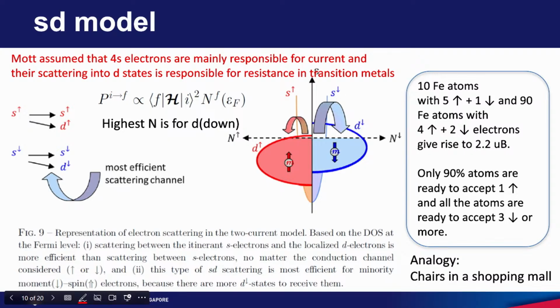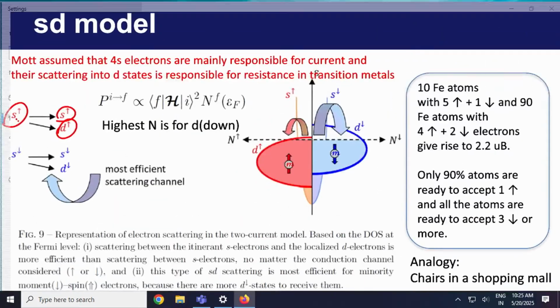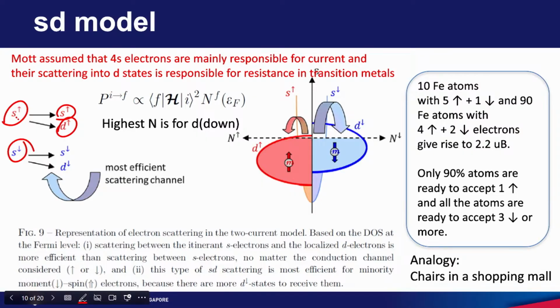That is one thing. Secondly, if you have a spin up electron, it does not go into a spin down state. The spin does not flip. So, an S up electron can only go into S up or D up. Similarly, an S down electron can go only into S down or D down.